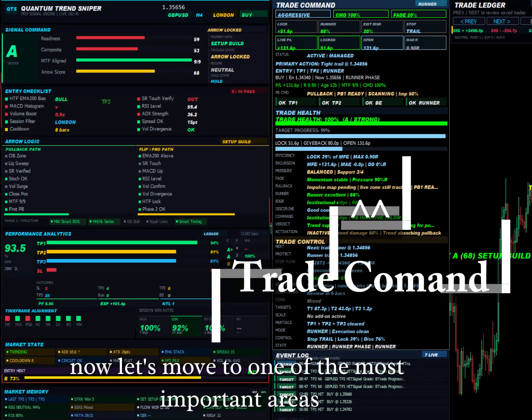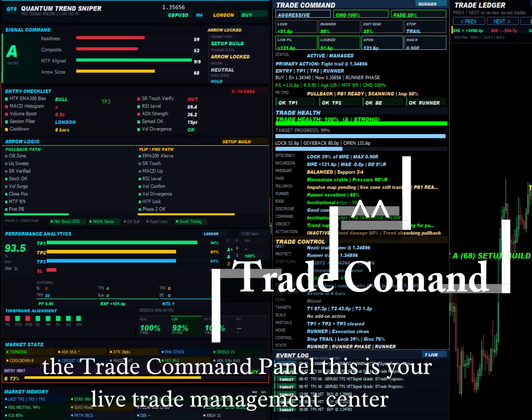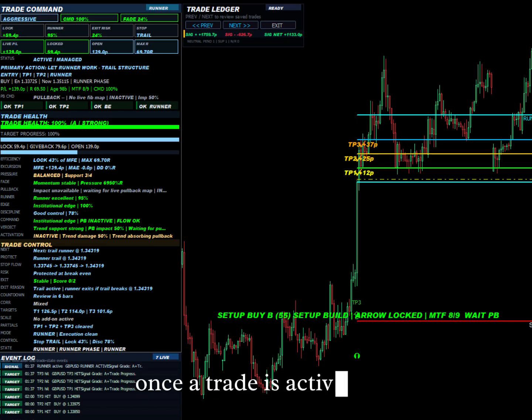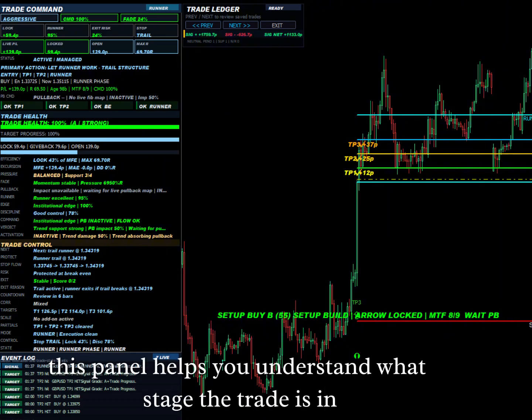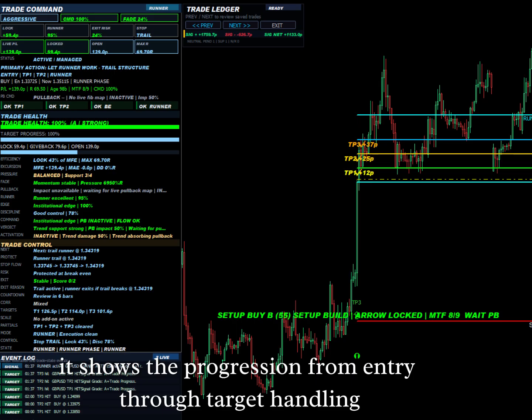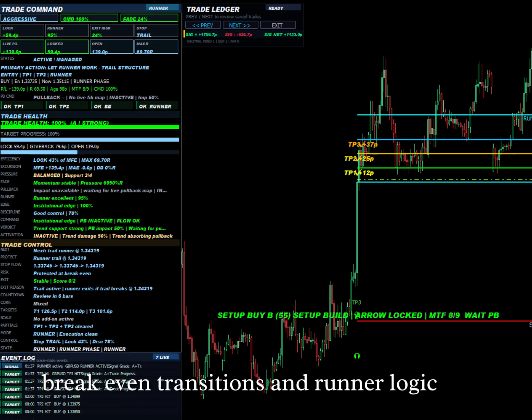Now let's move to one of the most important areas, the Trade Command panel. This is your live trade management center. Once a trade is active, this panel helps you understand what stage the trade is in. It shows the progression from entry through target handling, break-even transitions, and runner logic.